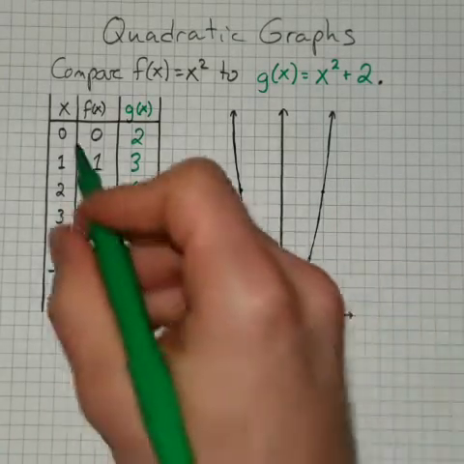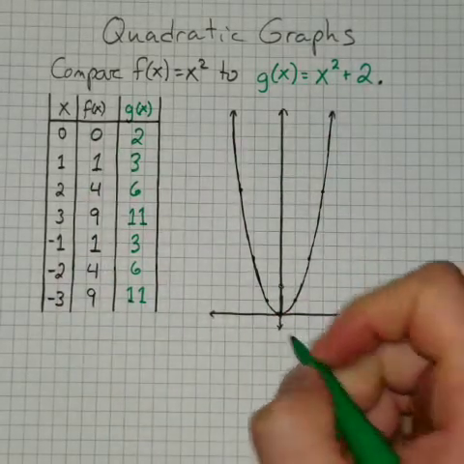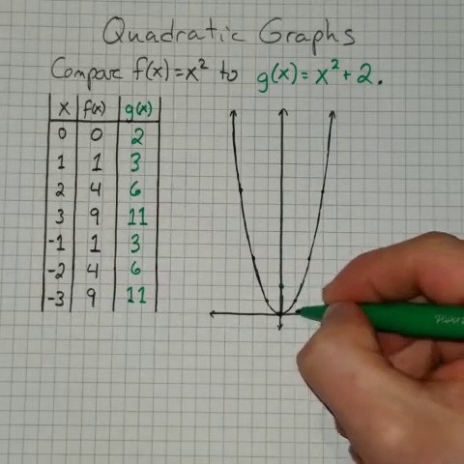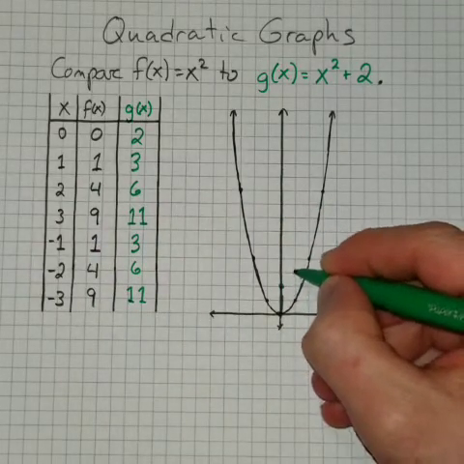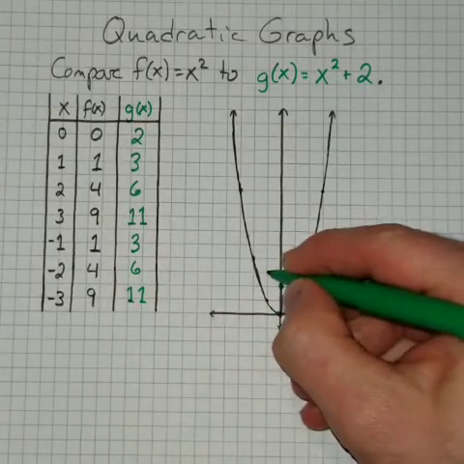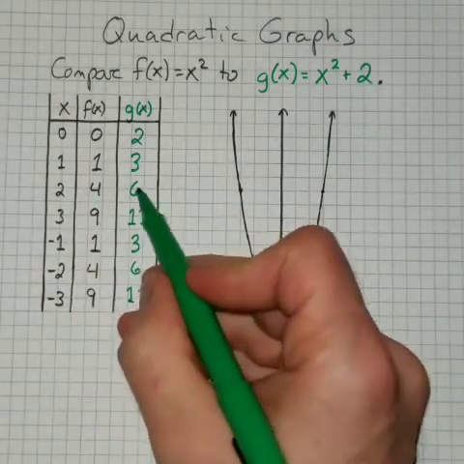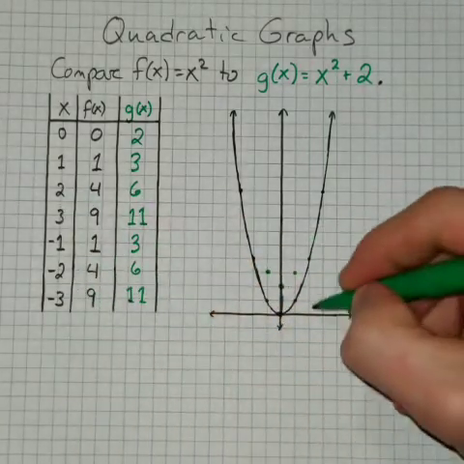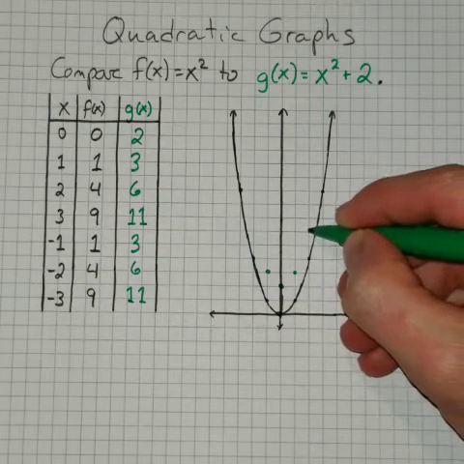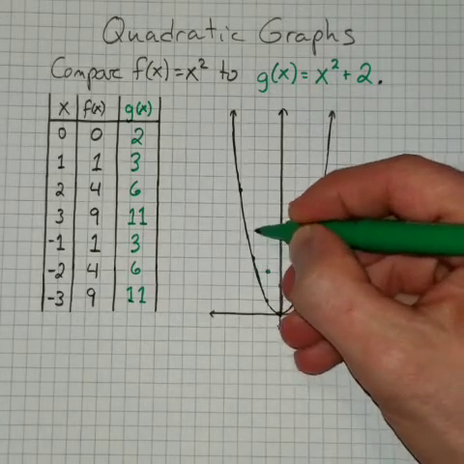All right, so 0, 2 goes on the graph. That's a y-intercept. Then 1, 3: over 1, and then up 1, 2, 3. And then also negative 1, 3. I'll go ahead and put that point on. Okay. And then I'm going to have 2, 6 and negative 2, 6. So we go over 2 and then up 1, 2, 3, 4, 5, 6. And over 2 to the left and up 6.